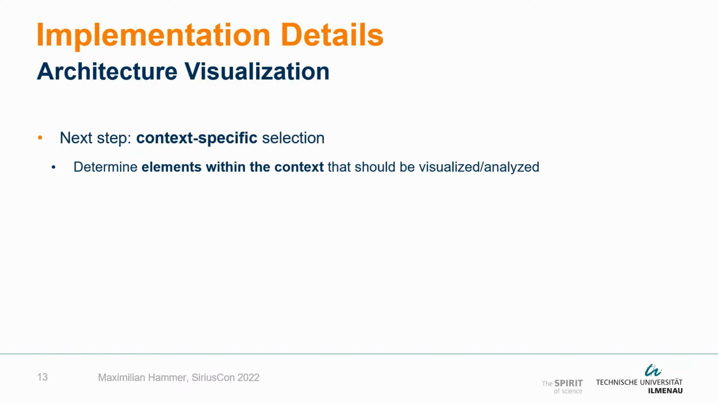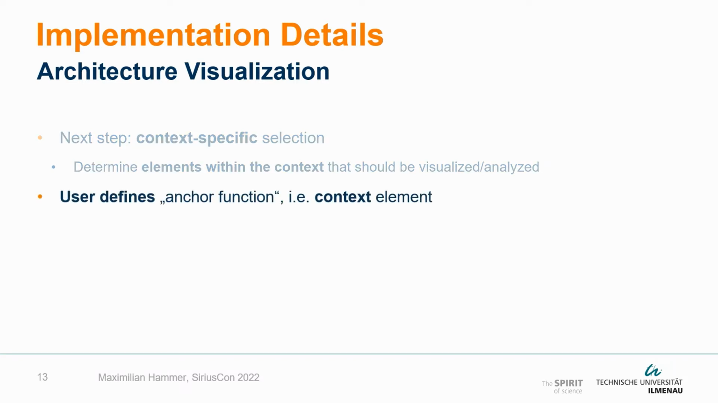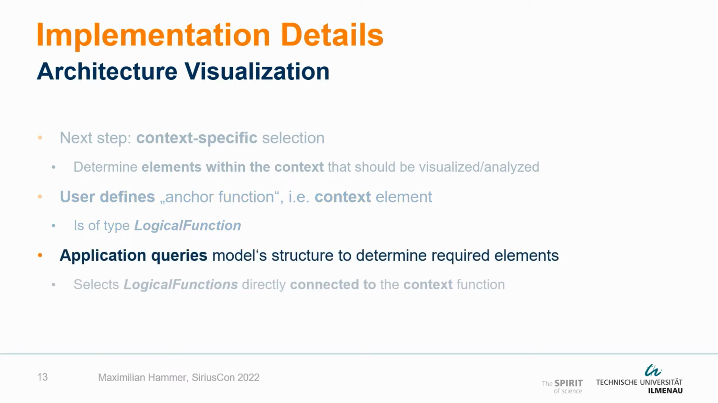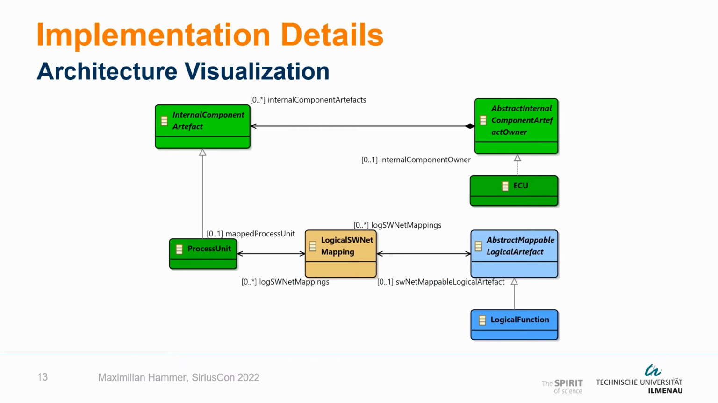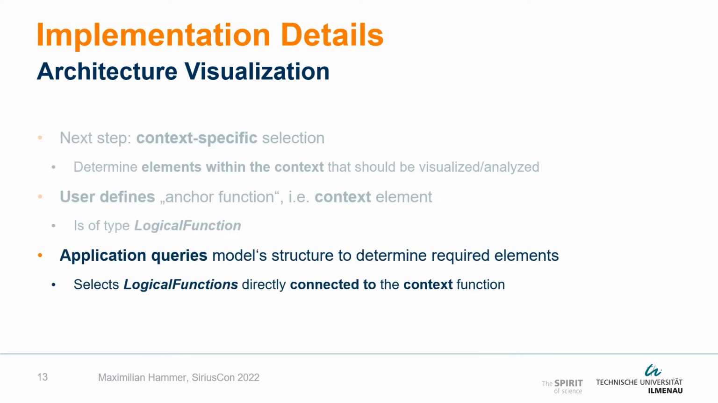In the presented application, this context is user-defined. The user selects a so-called anchor element, which in our case is a logical function that we are interested in. Based on that, the application determines all logical functions that are connected to the anchor function on the logical level, which means functions that directly interact with the anchor function. In the meta model, logical functions are mapped to process units, which are subcomponents of an ECU. That way, the concrete model can be queried to retrieve the ECUs that run the anchor function as well as connected functions.